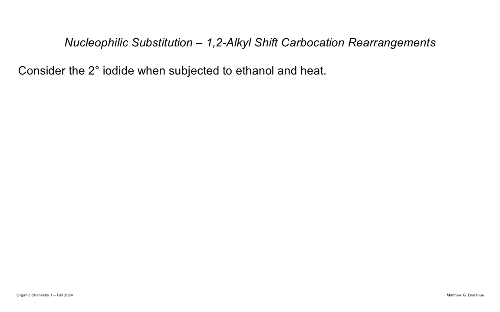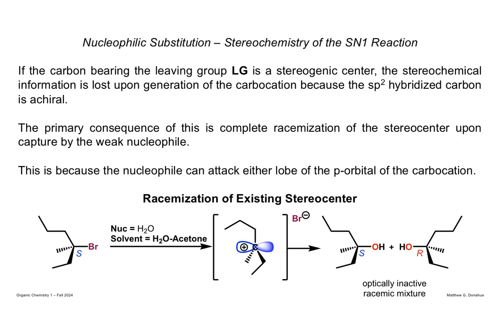So this was the empty slide for that. So as I stated before, when the leaving group is ionized, the carbocation is sp2 hybridized. So the plus charge resides in those p lobes, or the lobes of the p orbital. And since the lobes are sort of on top and below the plane of the three substituents, when the nucleophile attacks, it can attack either face equally, and that will racemize any existing stereocenters.